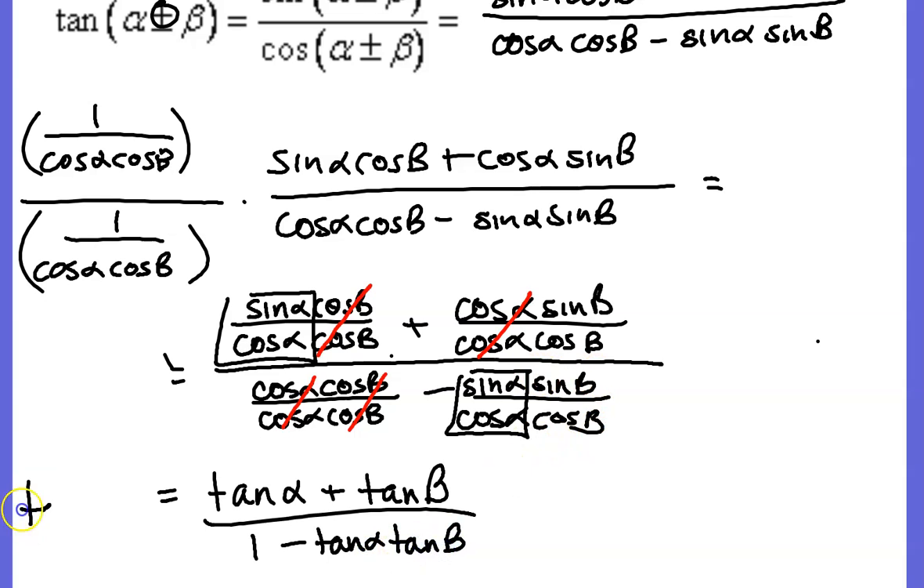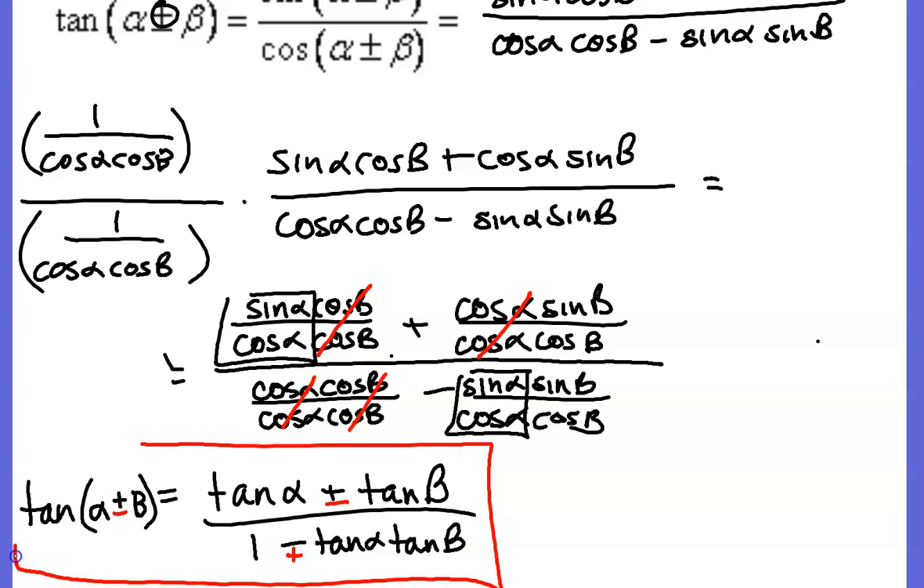So there's your identity, guys. If you want to do the tan of alpha plus beta, it's the tan of the first plus the tan of the second over 1 minus tan first, tan second. If you wanted to do the subtraction version, it ends up being minus here and plus here. I'm not going to do a huge big proof of that, but there's your formula.